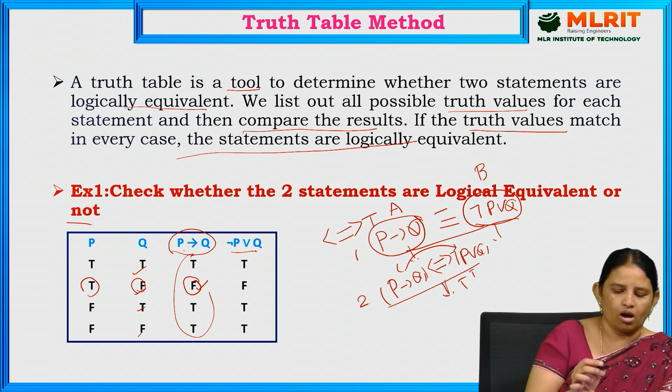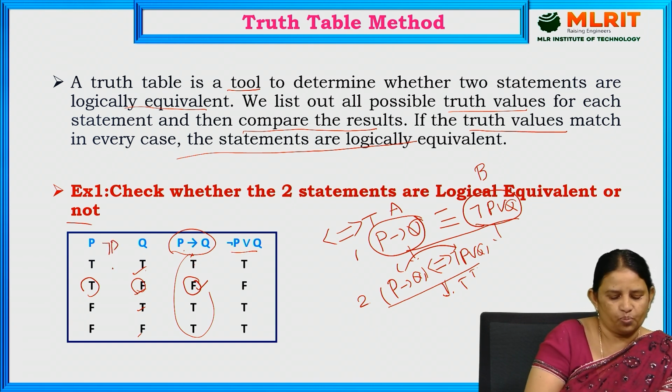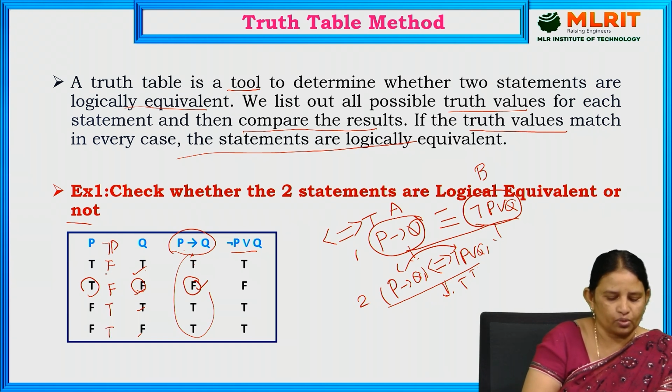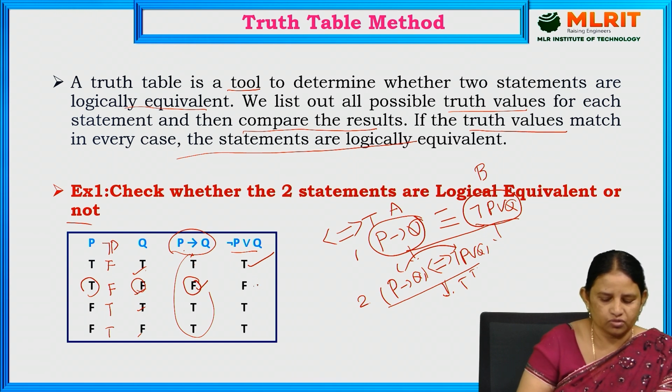Negation P or Q. So take the negation of P, the opposite of P. Where true is there, we write false. Where true is there, we write false. Where false is there, true, then true. Negation P or Q gives: true, false, true, true only.